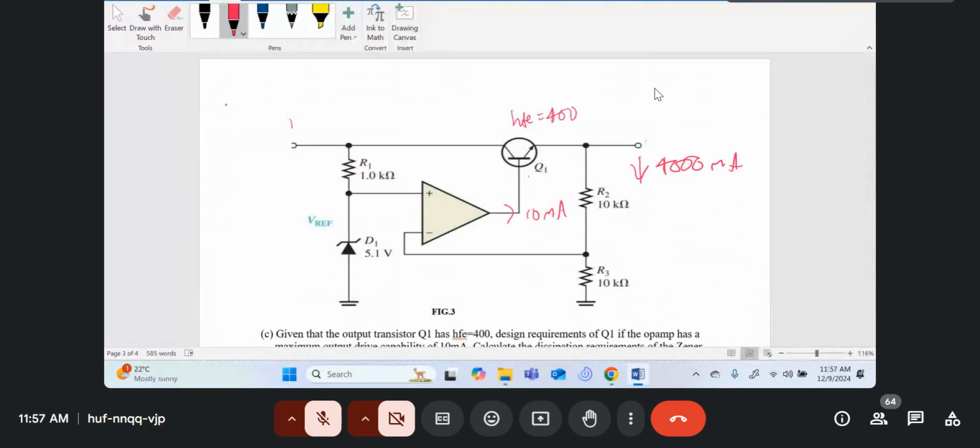So this input here is from 15 to 40 volts. So you design it for the worst case when you have maximum voltage. And therefore, you get the maximum current through the Zener. So the maximum current will just be 40 minus 5.1 divided by 1K, in milliamps. And therefore, the power is just 5.1 times that current.